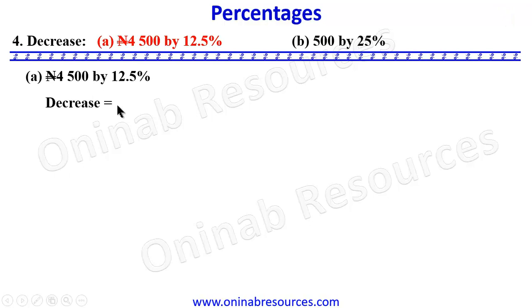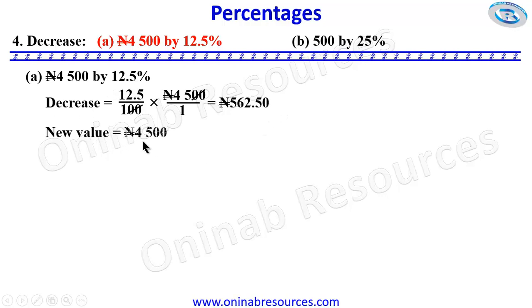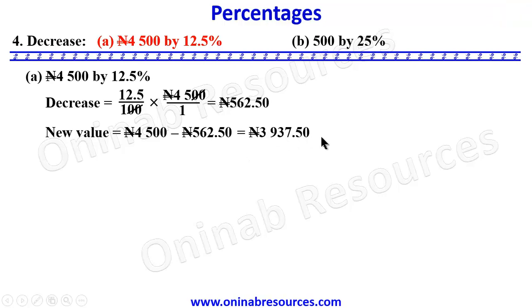So the decrease now is going to be 12.5 over 100 times 4,500 over 1. The two zeros here go with the two zeros. 12.5 times 45. So the decrease now will be equal to 562.50 naira. So the new value now will be 4,500 naira minus 562.50 naira. That gives 3,937.50 naira. So that's the new value after decreasing 4,500 naira by 12.5%. We then go to B.